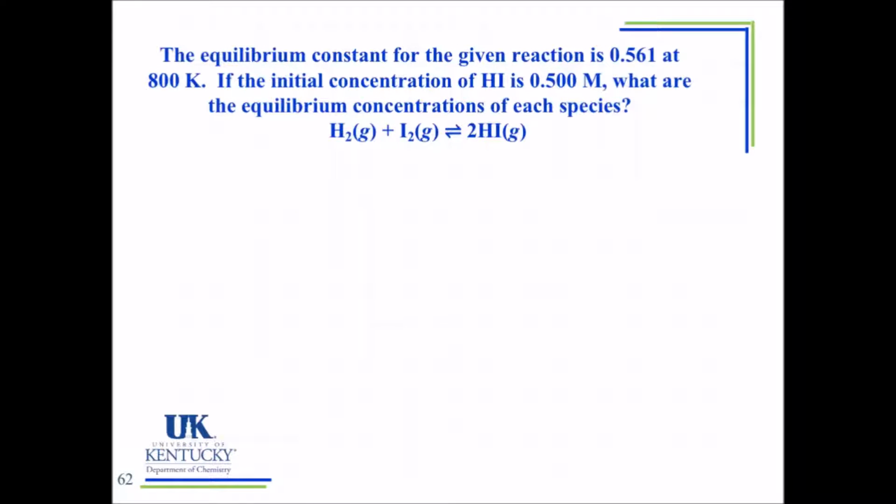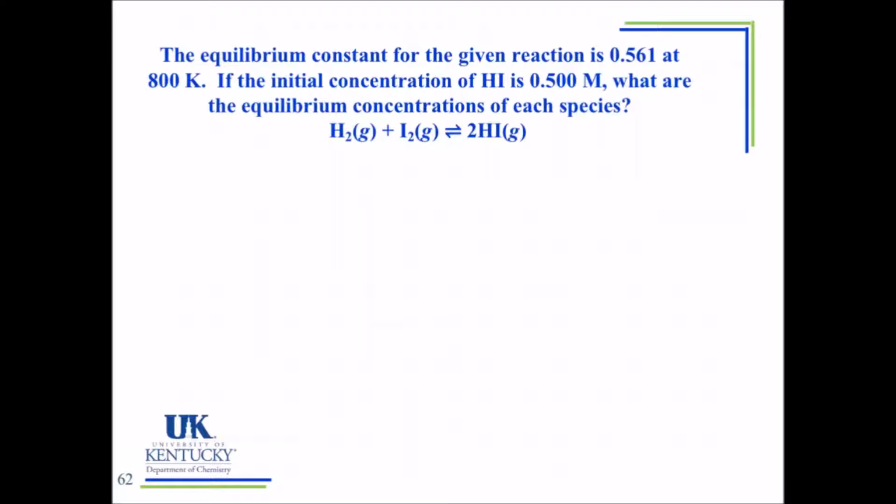Let's look at another equilibrium example. The equilibrium constant for the given reaction is 0.561 at 800 Kelvin. If the initial concentration of HI is 0.500 molar, what are the equilibrium concentrations of each species? Now, this is an equilibrium problem.